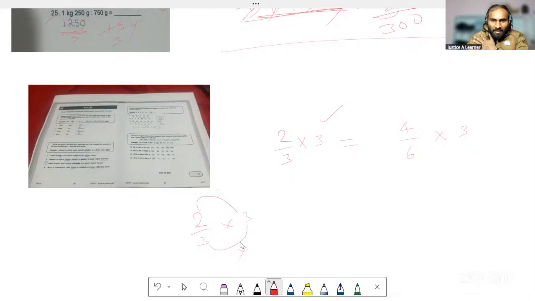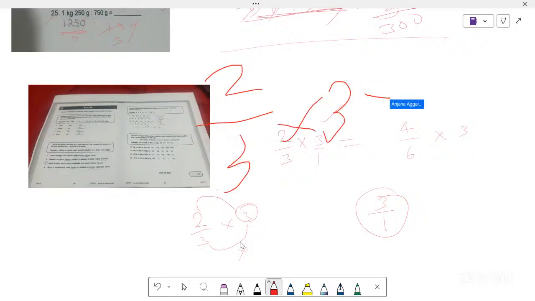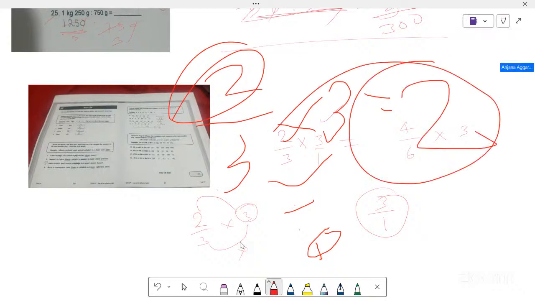Multiply the above part, because this 3 is individual and 3 means I can also write 3 upon 1. If you are getting confused, you can put 1 here. But what I do is solve 2 upon 3 into 3. I do 3 divided by 3, which is 1. 1 times 2 is 2, so the answer is 2. That method is also okay.